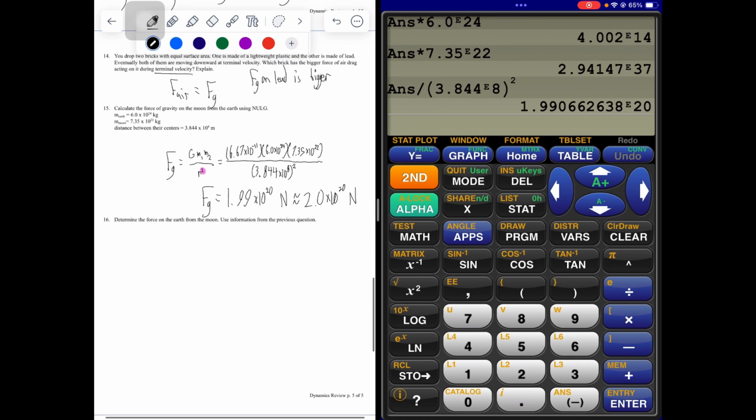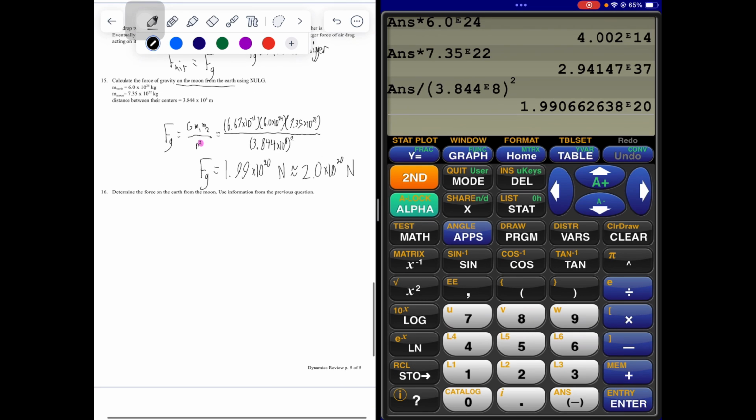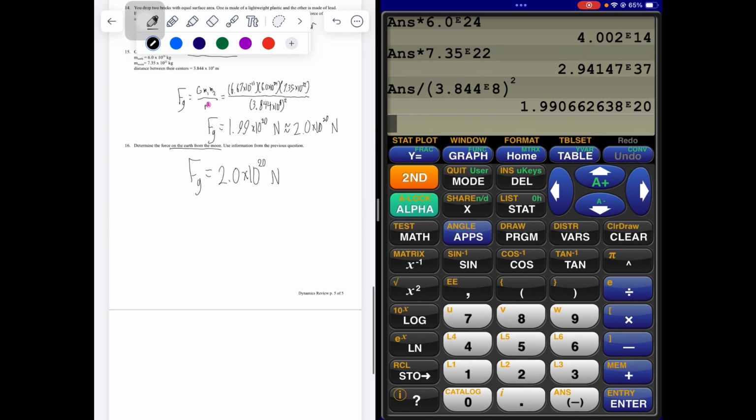Okay, that was the force of gravity on the moon, force acting on the moon from the Earth. What is the force on the Earth from the moon? Well, Newton's third law. Every action force has some reaction force. So if the Earth pulls on the moon 2 times 10 to the 20th newtons, the moon pulls on the Earth with that same force. 2 times 10 to the 20th newtons. There we go.